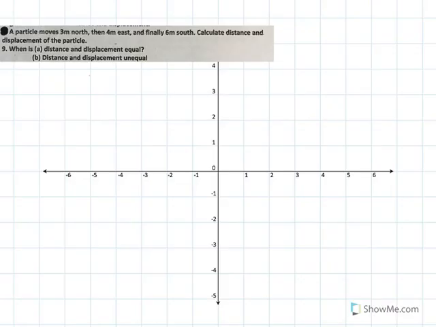A particle moves 3 meters north, 4 meters east, and finally 6 meters south. Calculate the distance and displacement. To start with the sum, we know the north would be here. This would be the north. However, here down is the south. This would be the east, and here would be the west.